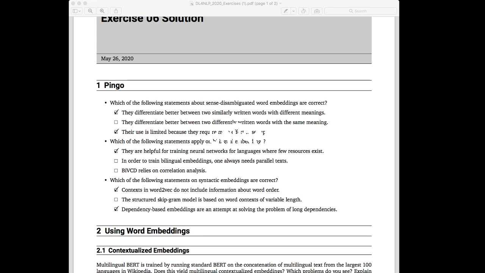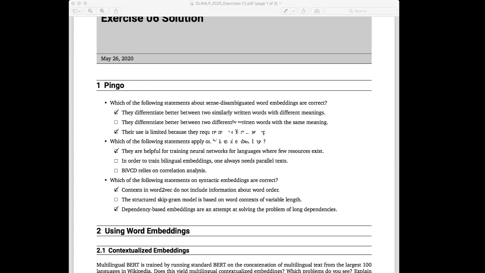Indeed, this is being discussed in the tutorial. Bilingual embeddings could be learned by identical words such as numbers and punctuations in different languages. And for the last statement, BIVCD relies on a monolingual model, which is trained on the comparable documents of different languages.